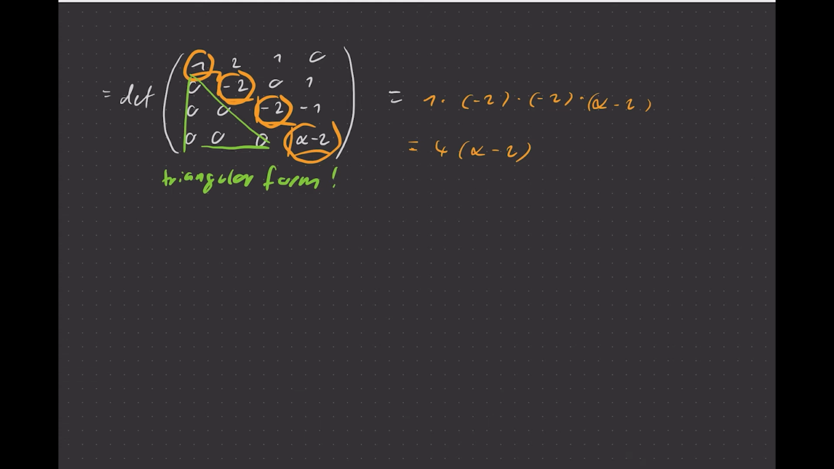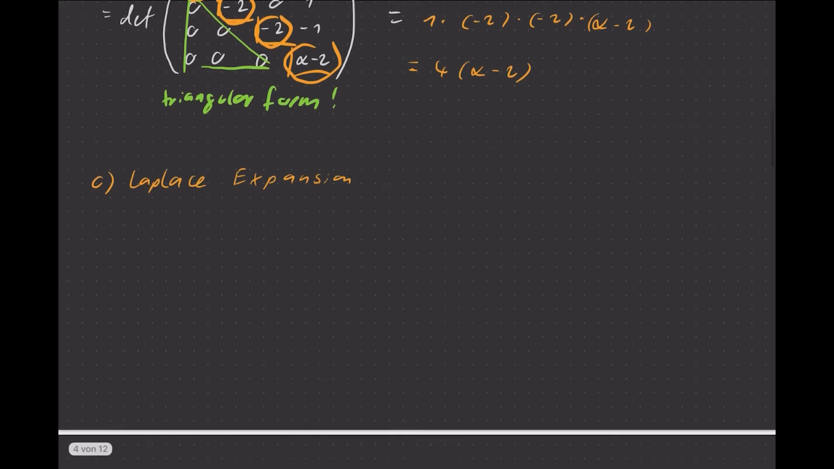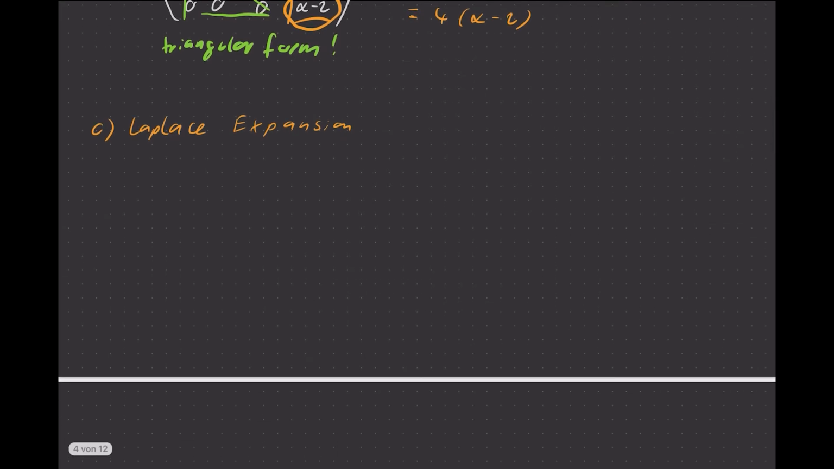And now finally, I'll show you some other approach, and that's Laplacian expansion. And again, we are going to use a 4x4 matrix. We're going to use one that is very similar to the one we've just seen. I'm just going to replace the alpha by a constant that we know. So this is going to be the matrix that we'll deal with.